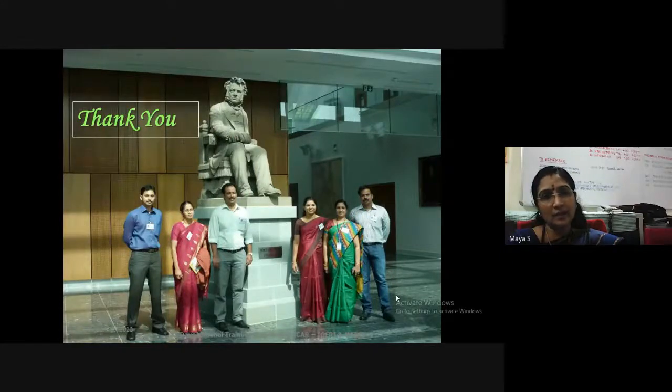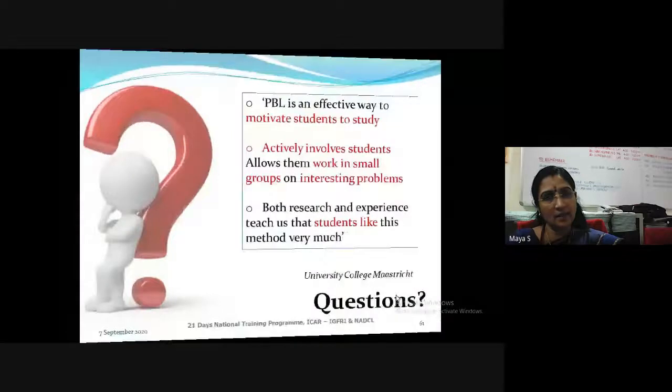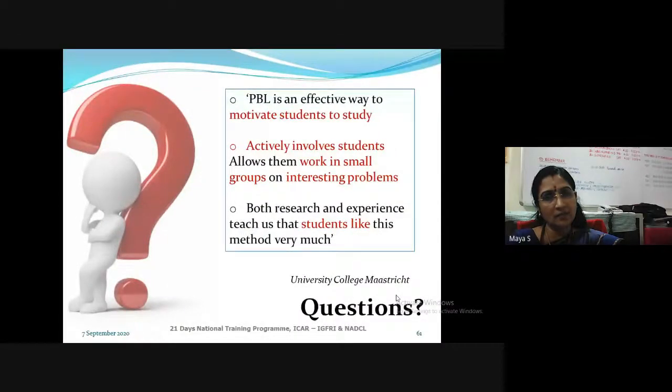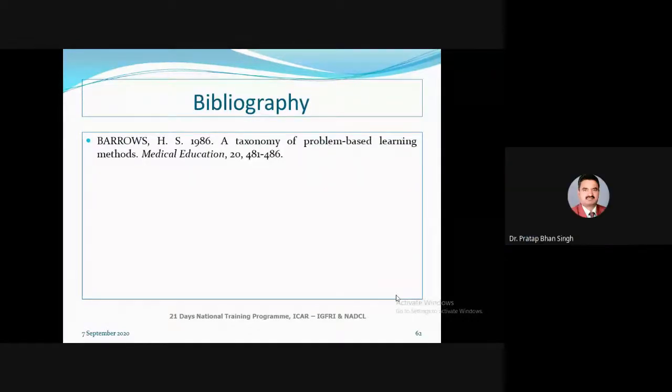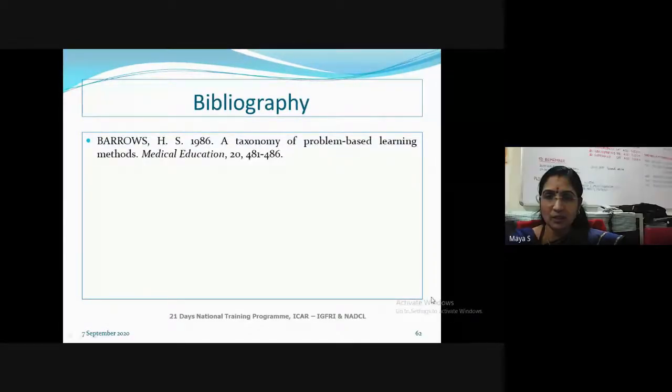So I should thank our university for sending me abroad for learning this problem-based learning. Problem-based learning is an effective way to motivate the students and to achieve all the educational objectives for the teacher and the student. Research has shown that students prefer this method very much when they are left to their own methods. So that will be about problem-based learning. If you have any queries, you may please ask. So that is all.